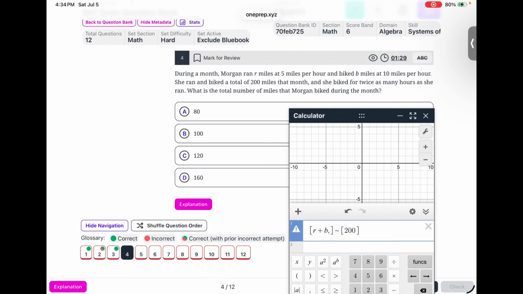Yo, what even is this? Okay, so she ran R miles at 5 miles per hour. So 5 miles an hour, so 5 miles times T hours plus 10 miles times T hours is also equal to 200. We're getting a number for T here.